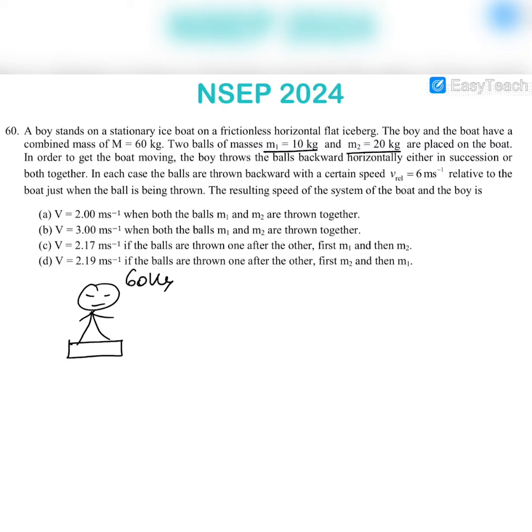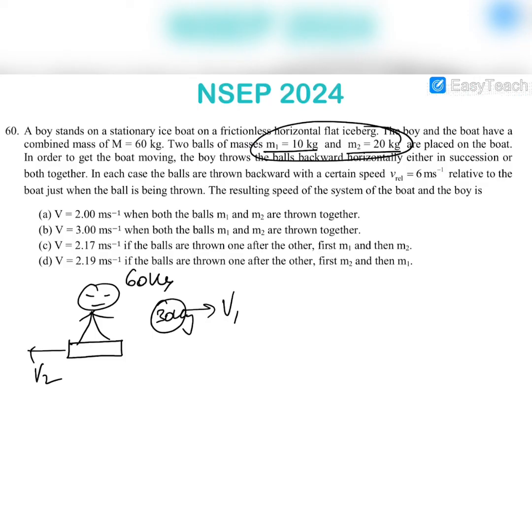So we have to find out the resultant speed of the boy and the boat. First of all, let us consider the case when they are thrown together. When they are thrown together, the mass is 30 kg, and this is thrown with velocity v1, and the boy and boat will be going in the backward direction with velocity v2.